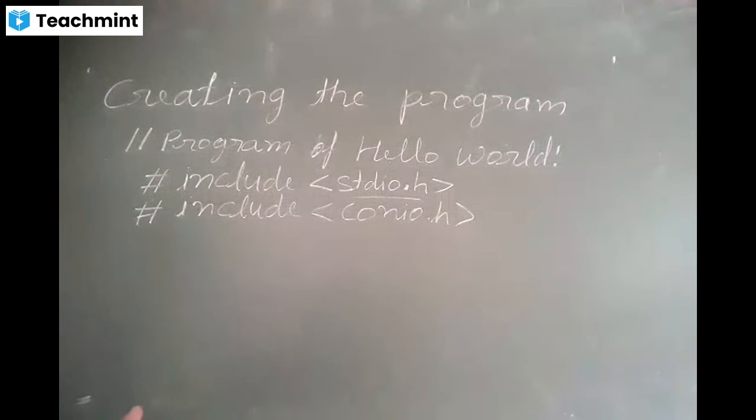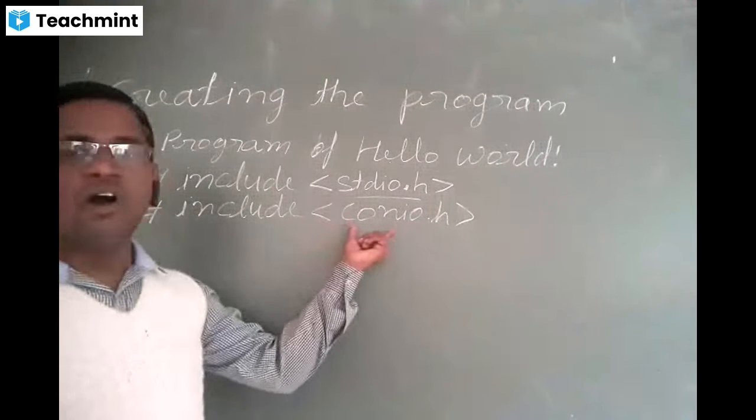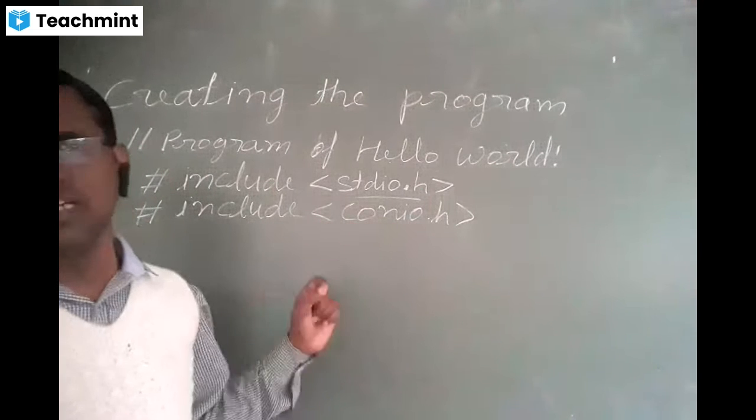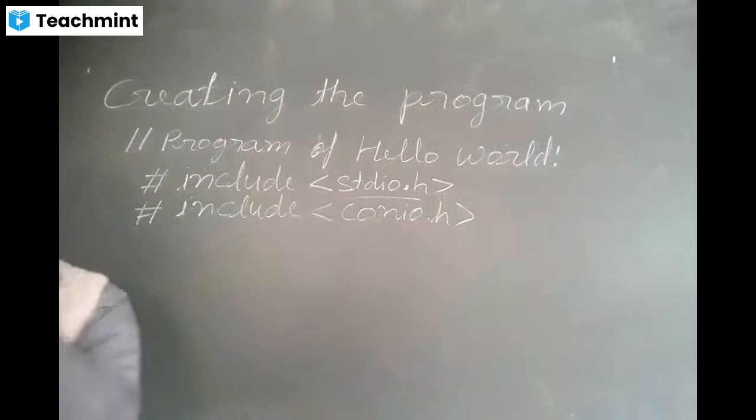After executing the C program, there will be a black screen on the monitor, and that screen is known as the console. So con means console, I for input, O for output. Both of these are header files, which we write in the link section.